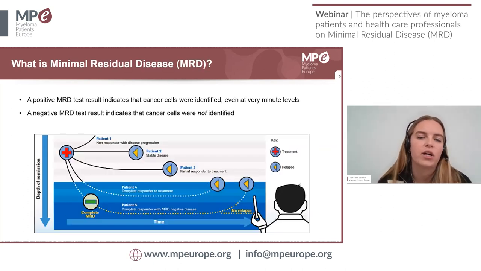A positive MRD result indicates that cancer cells were identified. However, if a patient is MRD negative, meaning that no myeloma cells are found at that sensitivity, it means that there's a very deep response. And if this continues over time, it can potentially indicate a better prognosis.